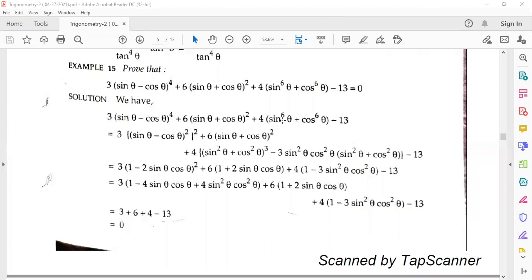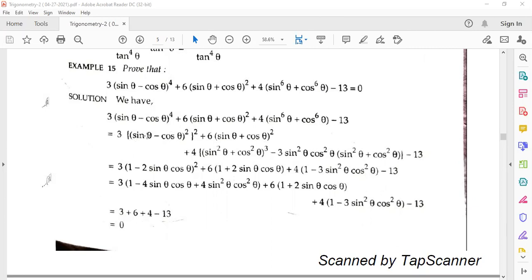We know the formula of a cube plus b cube equal to a plus b whole cube minus 3ab into a plus b. Here a means sin square theta, b means cos square theta. So a cube plus b cube will be given as a plus b whole cube minus 3 into ab into a plus b, minus 13 is given here. Is this line understood by everybody? Yes, sir. Okay.